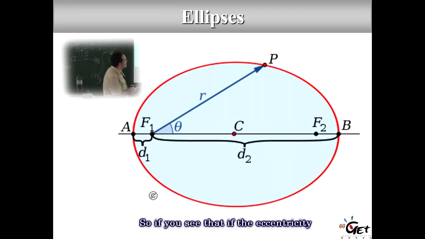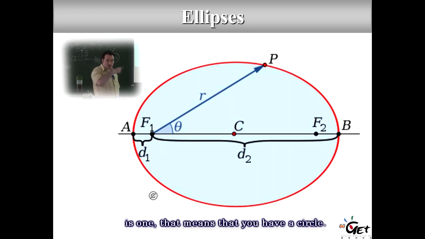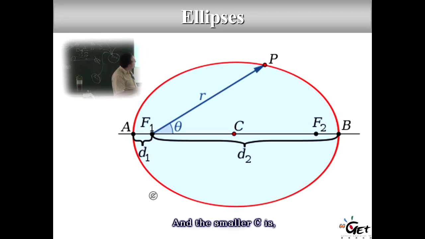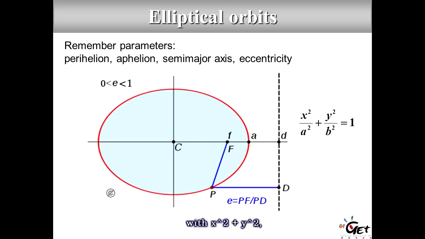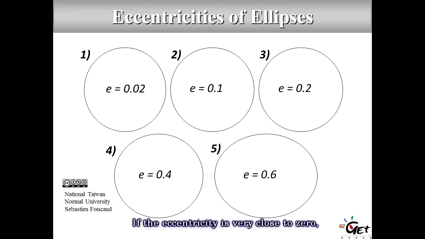So if c equals a, the eccentricity is 1. The smaller c is, the closer c is to 0, the closer the eccentricity is to 0, and the more elongated your ellipse is. There is a different mathematical definition, the true mathematical definition of an ellipse, with x squared plus y squared, a being the semi-major axis and b the semi-minor axis. These are different formulae, you don't have to remember that. What you have to remember is that the eccentricity is a measure of how elongated the ellipse is.